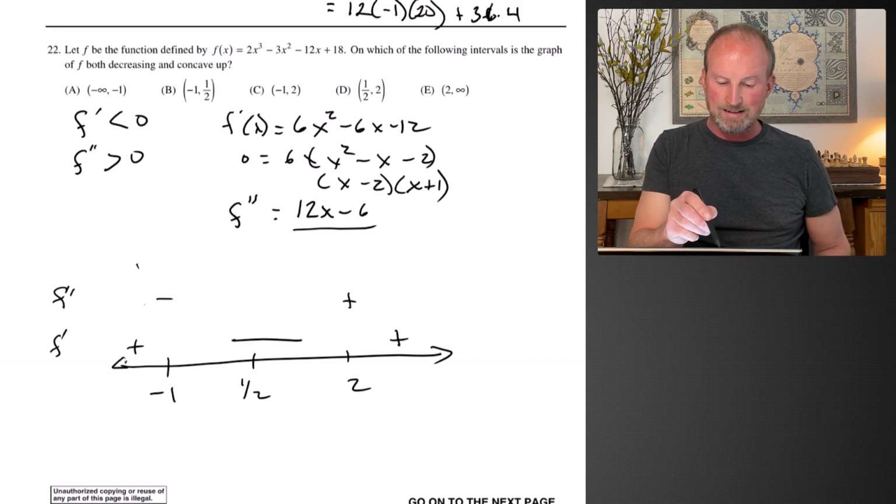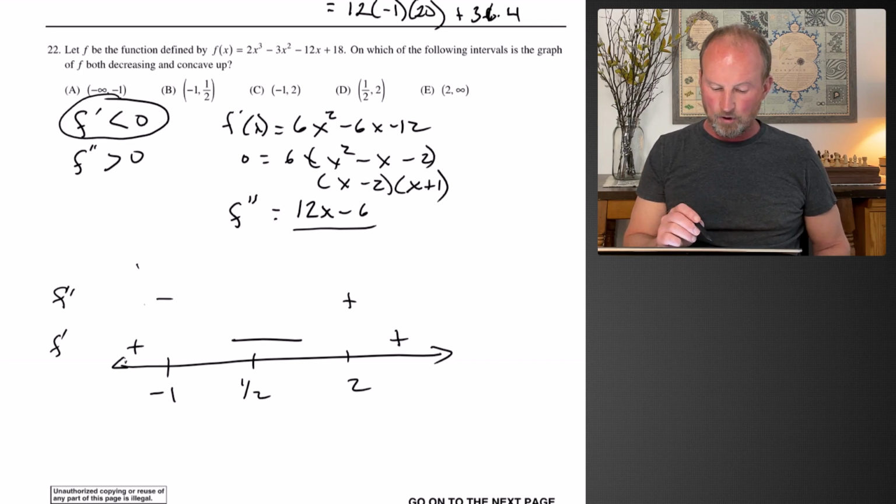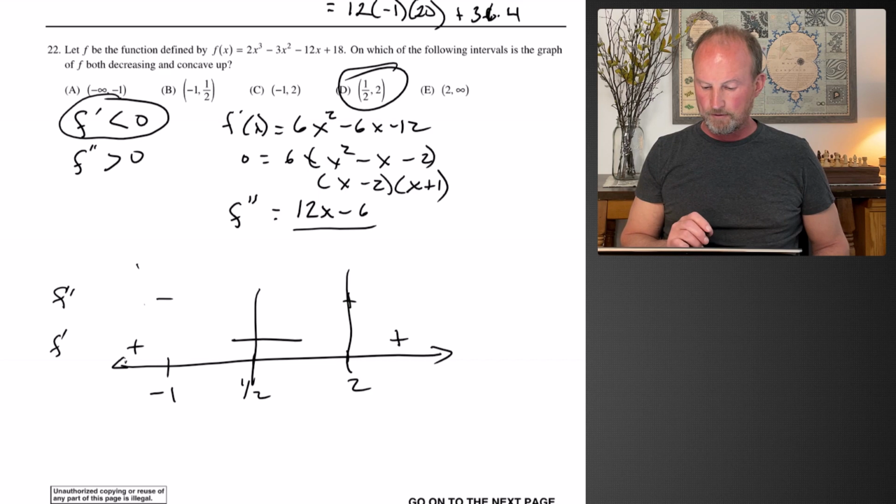We want decreasing, so we want f prime to be less than 0, so in the middle here, and concave up. Less than 0 for the first derivative, greater than 0 for the second derivative. Looks to me like letter D is the winner.